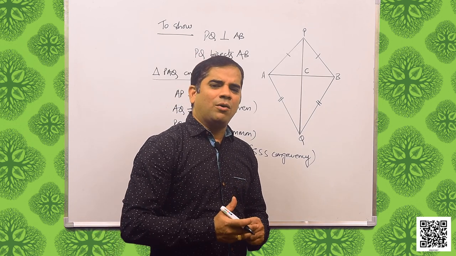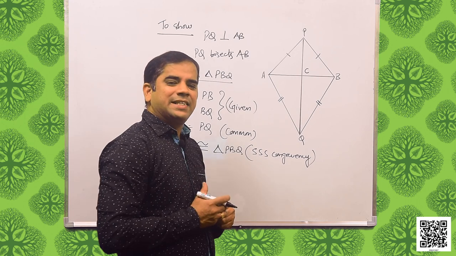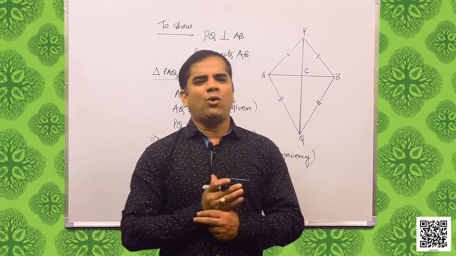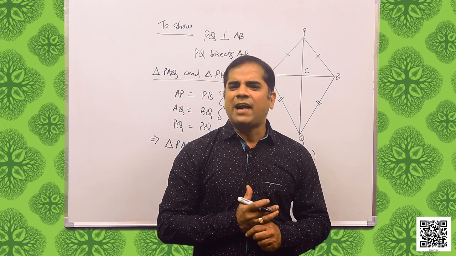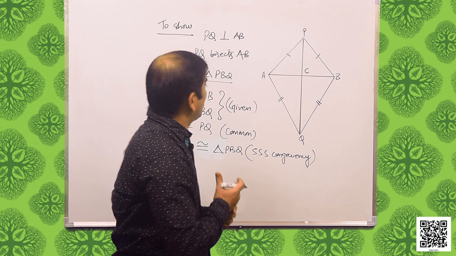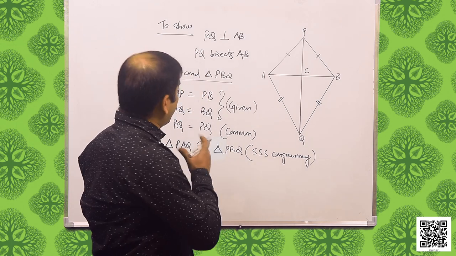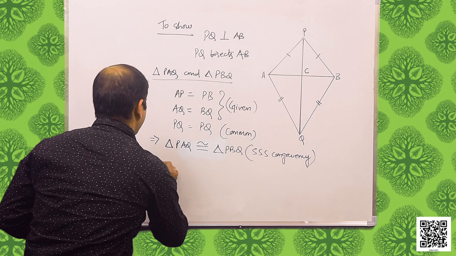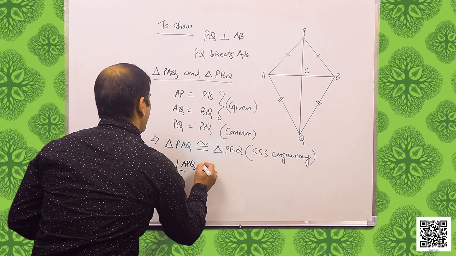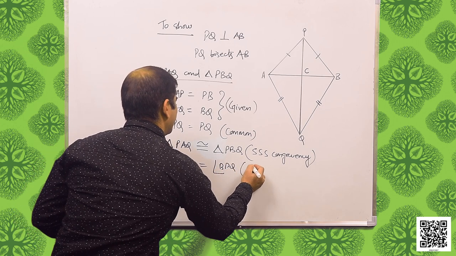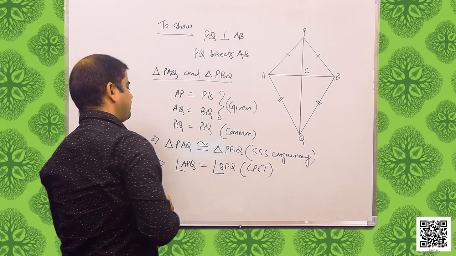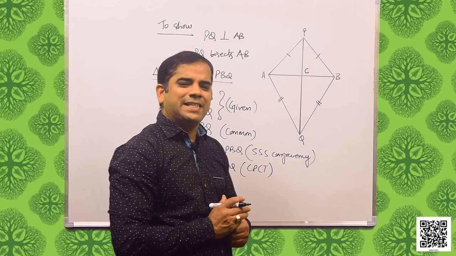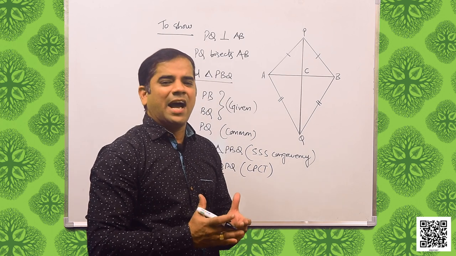And let us now consider triangle PAC and triangle PBC. Before that, as triangles PAQ and PBQ are congruent, what else have we got? Angle APQ and angle BPQ, that implies angle APQ is equal to angle BPQ. Why? Corresponding parts.